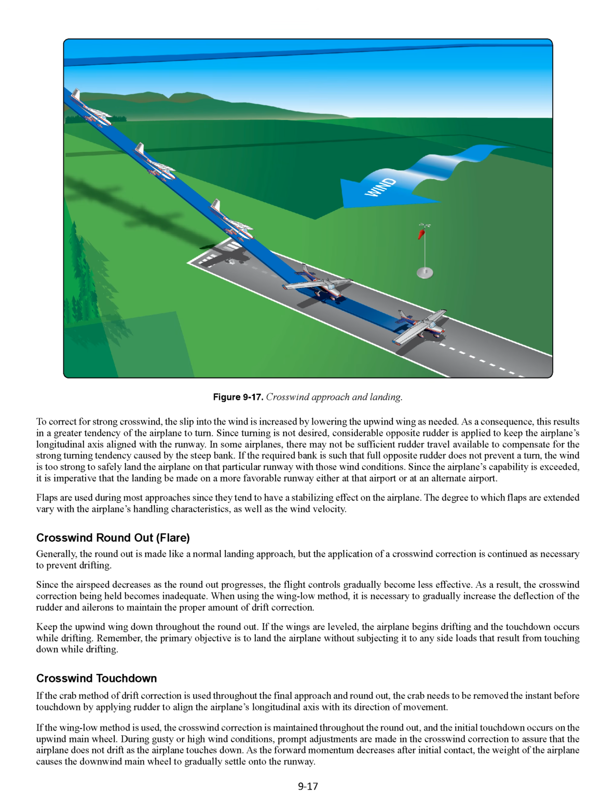If the wings are leveled, the airplane begins drifting and the touchdown occurs while drifting. Remember, the primary objective is to land the airplane without subjecting it to any side loads that result from touching down while drifting. Crosswind touchdown.